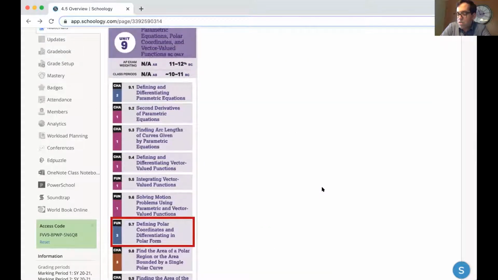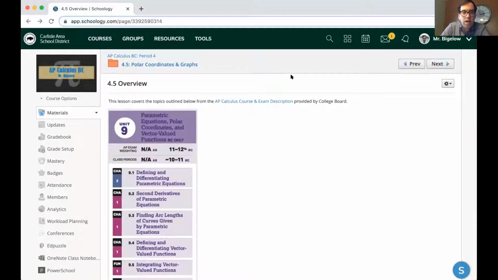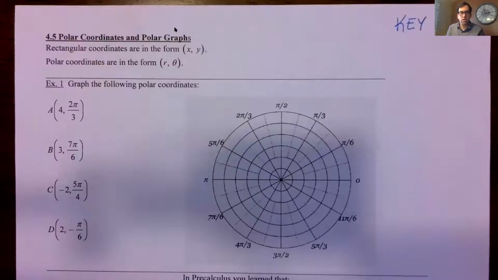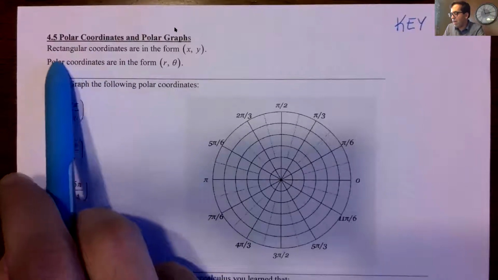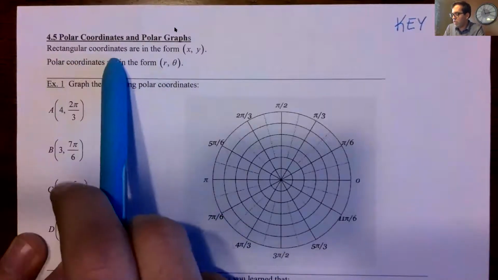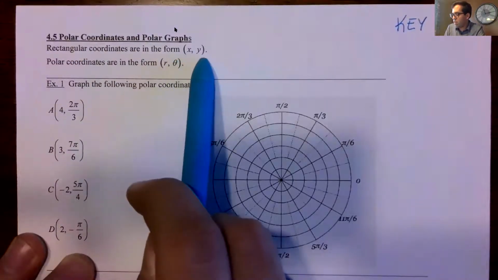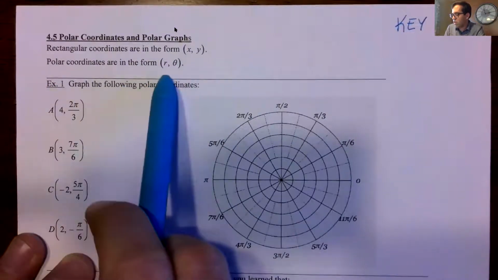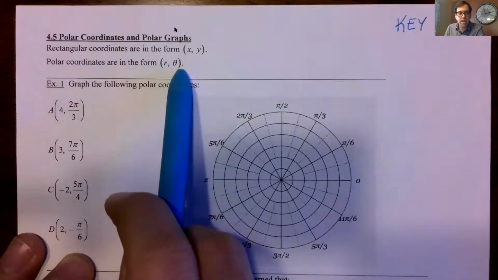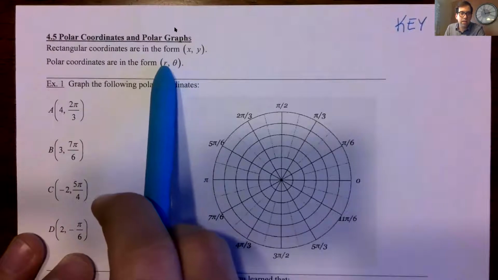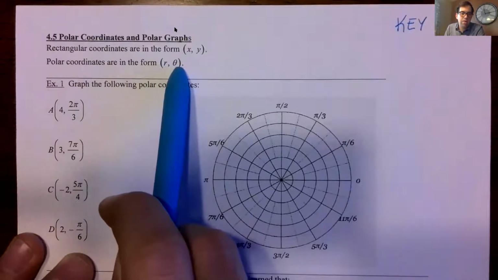But I am going to start us off with the beginning of the 4.5 notes. So let me switch on over to that. All right, so here are our notes for 4.5. As I'm sure you know, rectangular coordinates are always in the form x comma y. Polar coordinates are in the form r comma theta. R meaning a radius and theta meaning an angle.